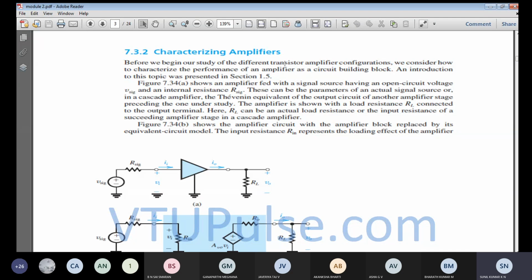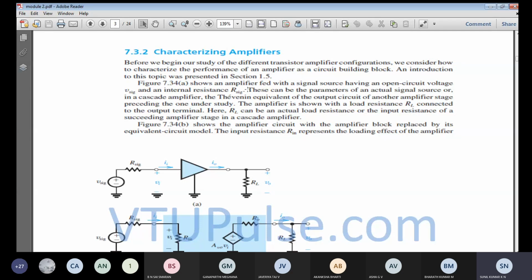Whatever configuration we see, we are going to analyze the performance of the amplifier. For analyzing the performance of any amplifier, we consider what the input resistance should be, what the output resistance should be, and what the gain should be. These are the three important parameters.